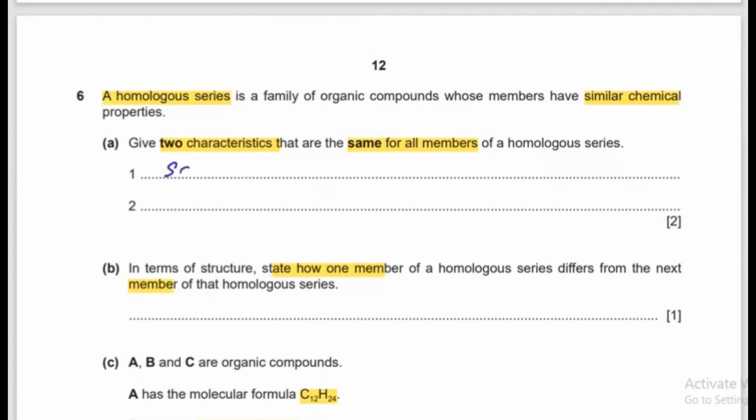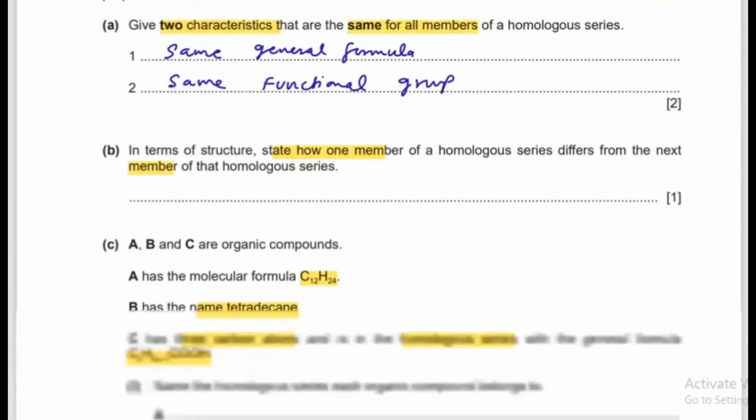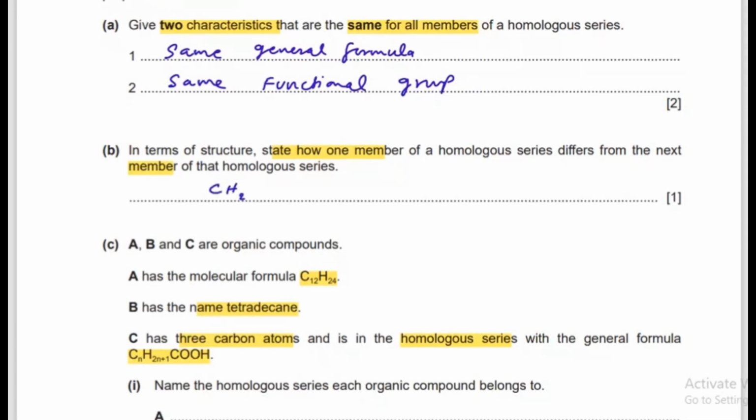The members of the homologous series have the same general formula. Like alkanes, they have the general formula CnH2n+2. Alkenes have CnH2n. Then they contain the same functional group as well. All alcohols contain OH as a functional group. All carboxylic acids contain COOH as a functional group. In terms of structure, state how one member of the homologous series differs from the next member of the homologous series. That differs by a CH2 group.